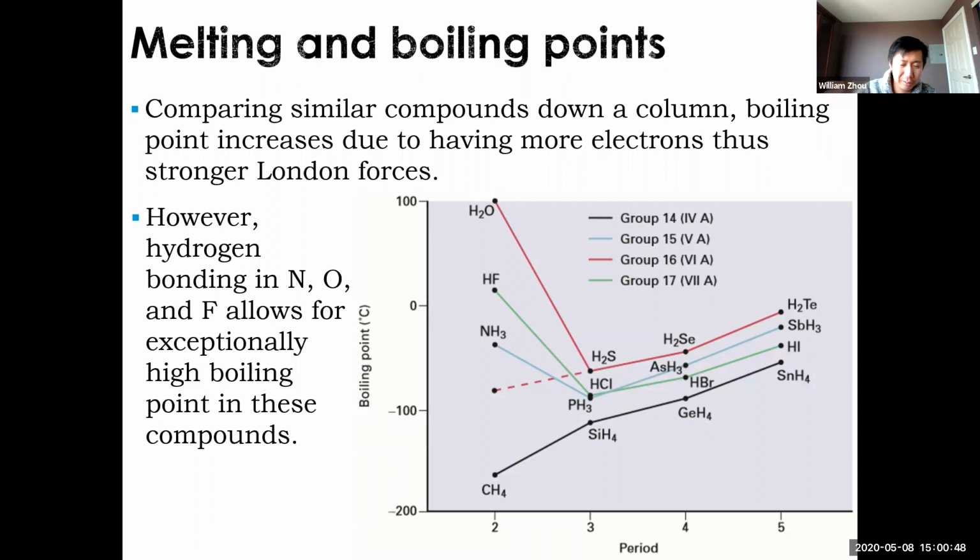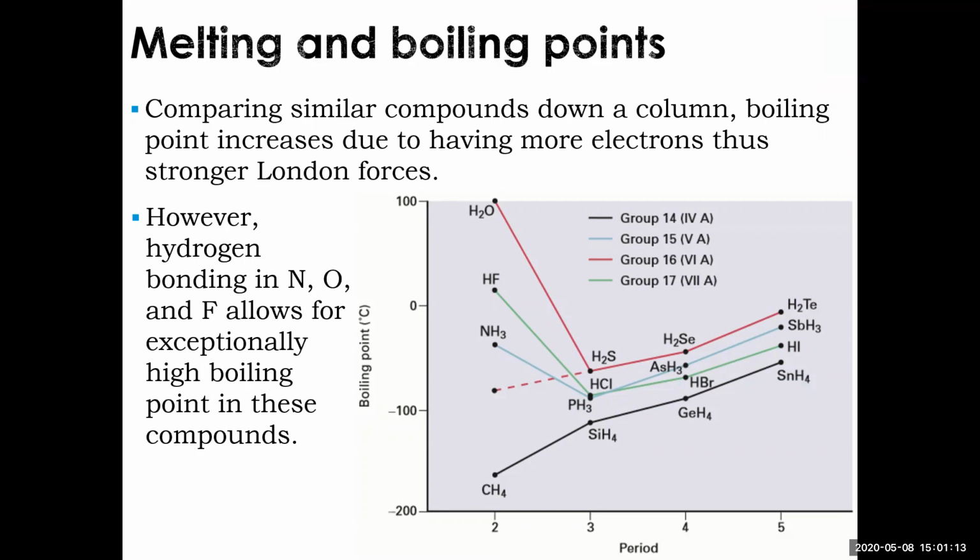Okay, no brave takers. You have to explain two things. One, why is it so low? Why is it all below 0? Two, why does it increase as you go down the column? Okay, first of all, why are they all so low? Why do they have low boiling points? Anybody?